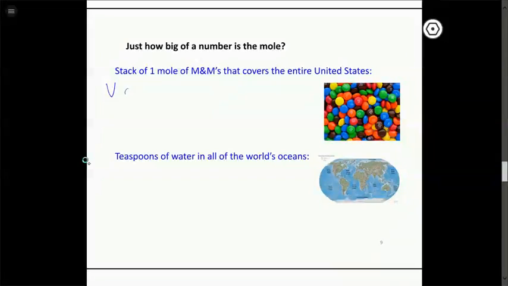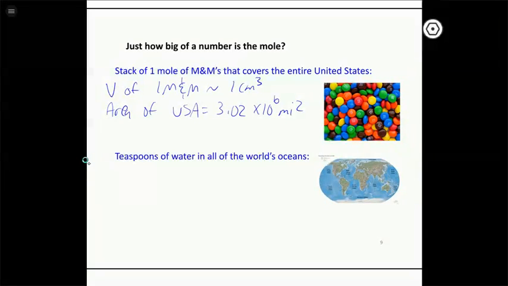So we can estimate how big of a layer we're going to make. Let's assume that the volume of one M&M is around 1 cubic centimeter. That might be a slight overestimate, but it's fine for us. The area of the USA, I don't know if this counts Alaska or not. I'm not sure where I got this number, whether it's the 48 contiguous states or Alaska. But anyway, it's 3.02 times 10 to the 6 square miles. I'm not going to go through this math in detail, but basically, using the area of the United States and the volume of an M&M, you can figure out if I had one mole of M&Ms all stacked up on top of each other, how high would that stack be if it covered the entire United States of America? And that height, anybody want to wager a guess?